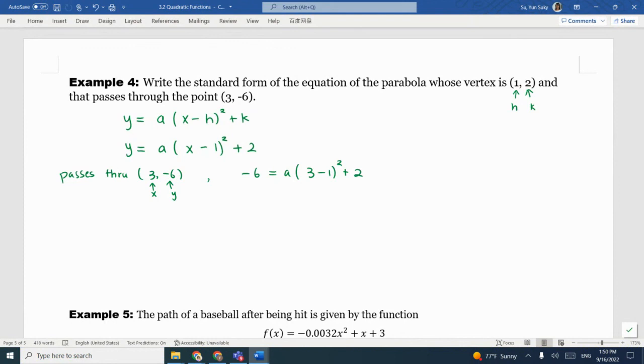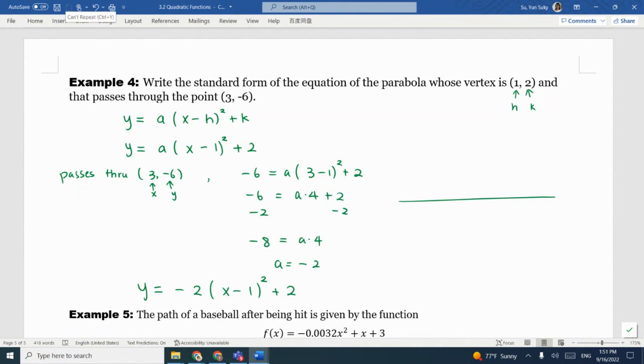Okay, let's see. What's 3 minus 1? 2. 2 squared is 4. Okay, what do we do? Subtract 2. Negative 6 minus 2 is negative 8, right? So what's a? Negative 2. Nice. So the standard form is y equals negative 2 times (x minus 1) squared plus 2.